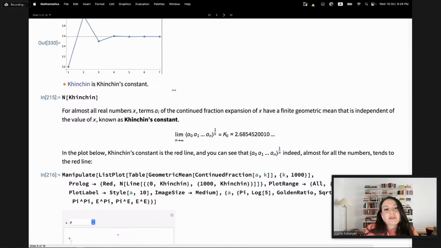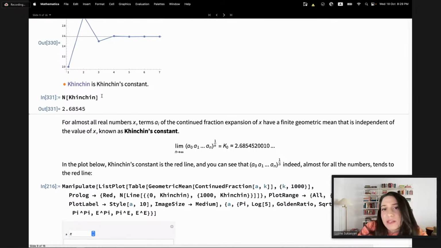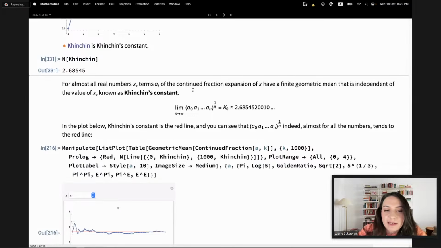This is the first mathematical constant that we're going to talk about today. So far, we only talked about functions. So it's a mathematical constant, which is about 2.68545 and so on. And it is connected to a result that mathematician Aleksandr Khinchin proved, which says that for almost all real numbers x, the terms ai of the continued fraction expansion of x have a finite geometric mean that is independent of the value of x, known as Khinchin's constant.